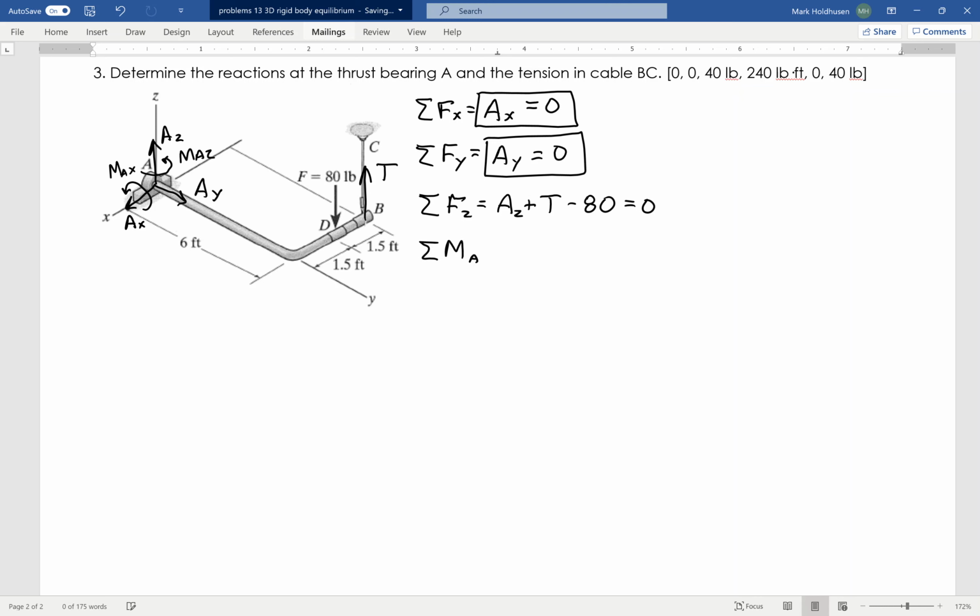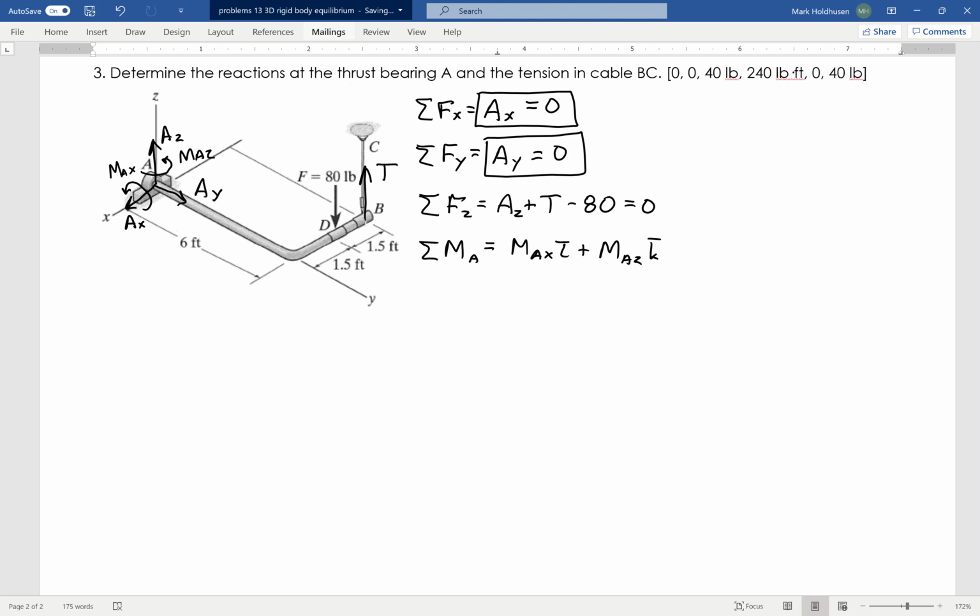I'm going to do it about point A. I've got the most unknowns there, even though I guess I know two of them now, but I'm still going to go with that one about the A-axis. I do not want to forget my reaction moments. I've got to include those couple moments, which I've got in the X direction and the Z direction. Okay, then I've got my 80-pound force and my tension.